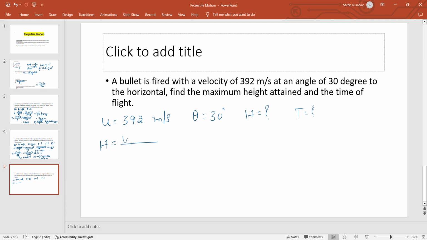H is equal to u square sine square theta by 2g, 392 square sine square theta by 2 into 9.8. This simplification gives us 1960 meter.